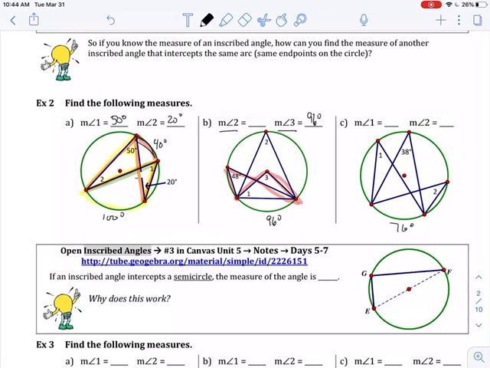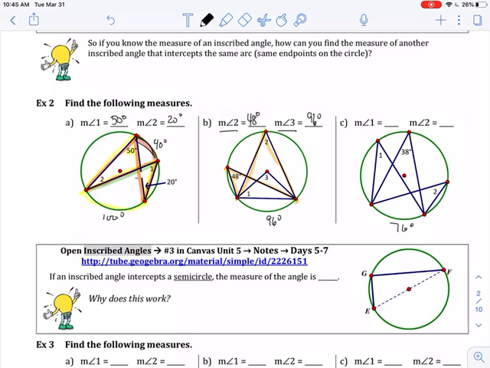And again, you'll notice how this angle 48 hits this arc, and angle 2 intercepts that same arc. So that means that they're going to have the same relationship. If the arc is 96, the angle's 48, this inscribed angle here would be 48 degrees.